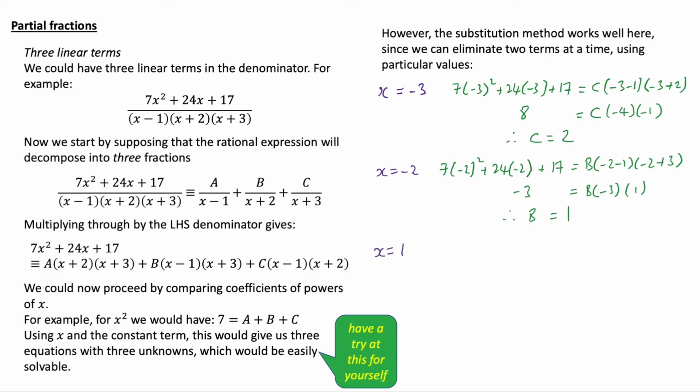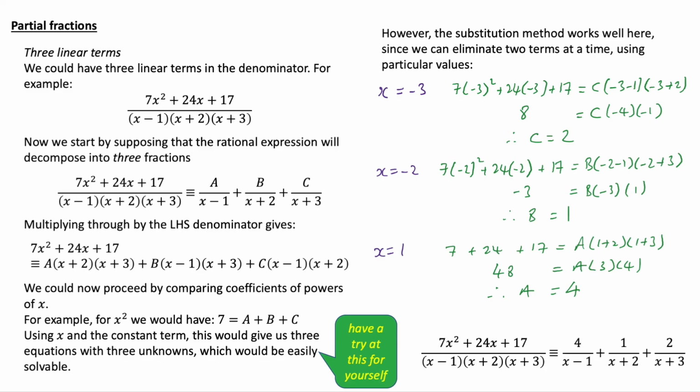So the final one we need to do is we need to put a 1 into the other bracket, so x equals 1. That will get rid of the B times (x minus 1)(x plus 3) and the C times (x minus 1)(x plus 2). And will leave us with just the A term. So we have 7. Don't need to bother writing the 1 squared here. You could if you wished, but I'm not going to. 7 plus 24 plus 17 is A times (1 plus 2) times (1 plus 3). And that means 48 equals A times 3 times 4, which means that A equals 4.